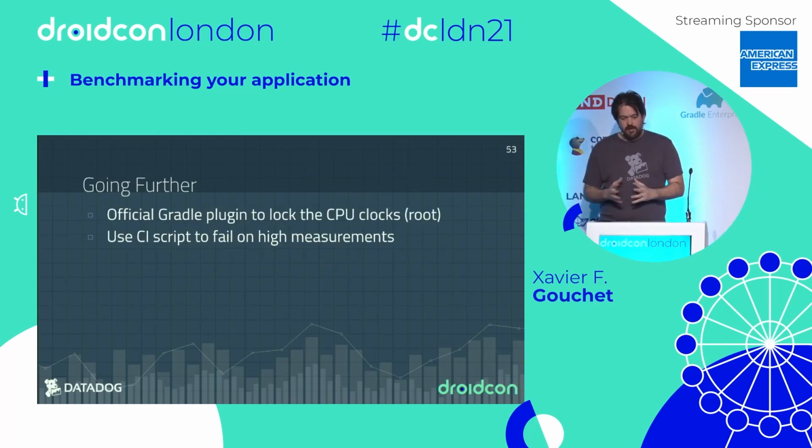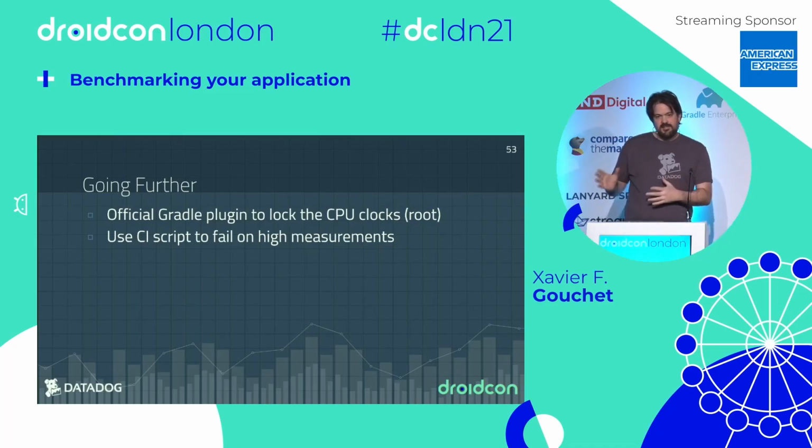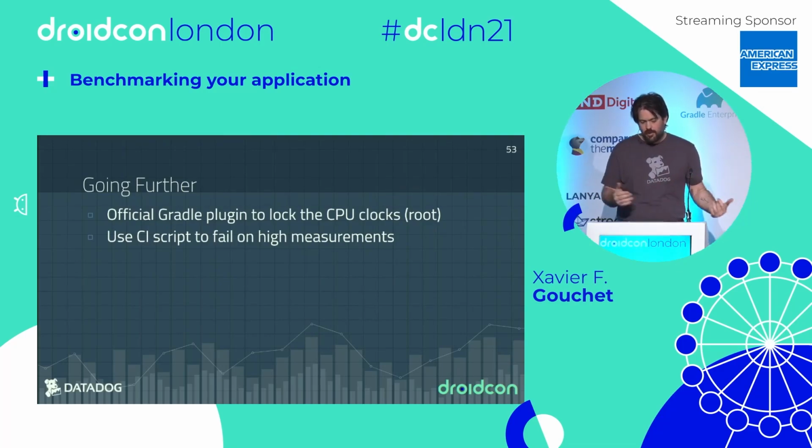If you want to go further, there's an official Gradle plugin to log the CPU clocks. This needs root, but basically what's happening is on some devices, the CPU clocks can be changed to update the performance. The thing is that you don't want this change to happen while you're running the test because it's going to skew things either higher or lower. So you want to log them, and it needs root, but it's going to give you more accurate results. Also, you can use some CI script to fail on high measurements, to say, if something is longer than 1 second, then this is something very wrong, and I want to block the PR.